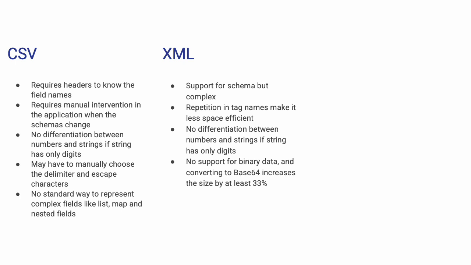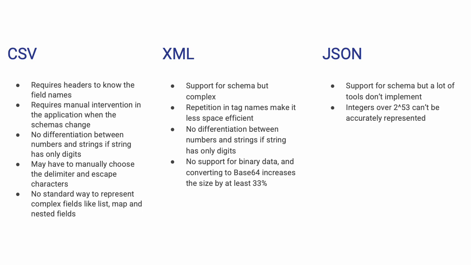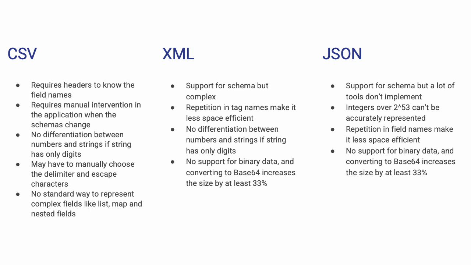JSON is also quite popular, and it supports a schema, but a lot of parsers and tools don't implement it. And a flaw with JSON is that if you have integers which are more than 2 raised to the power 53, because of the way numbers are represented, you cannot accurately represent those integer values. There is a repetition of field names with each record, making it less space efficient, and there is again no support for binary data, just like XML.